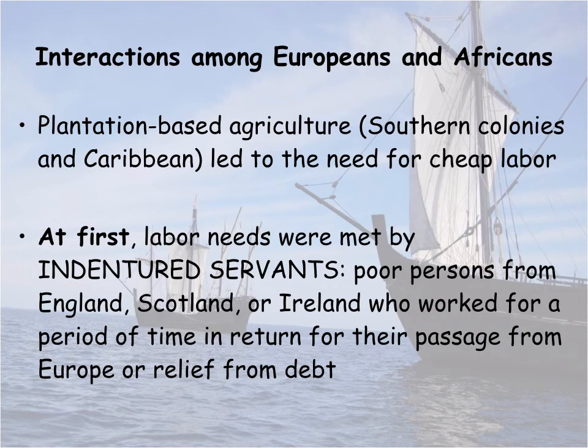First, they tried to meet these needs with indentured servants. So these are poor people from England, Scotland, Ireland, who worked for a set amount of time, usually about 7 years, in return for their passage from Europe or relief from their debt. So basically what people would do is they would say, oh, you know what? We need workers. So let's go look in the slums of England, Scotland, and Ireland, and see if some poor sap is going to be willing to make the voyage and potentially survive the voyage, and then work for us for a set amount of time. Seems like a pretty good idea.